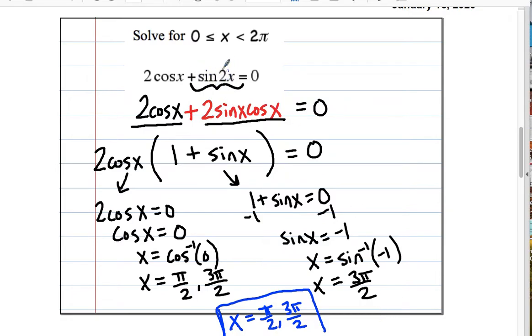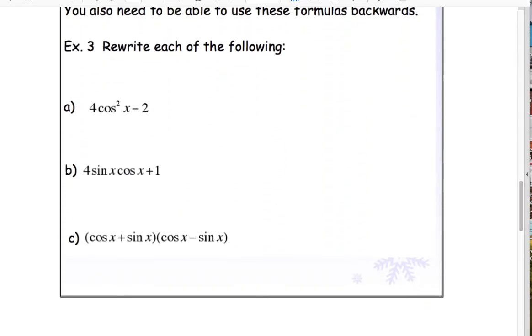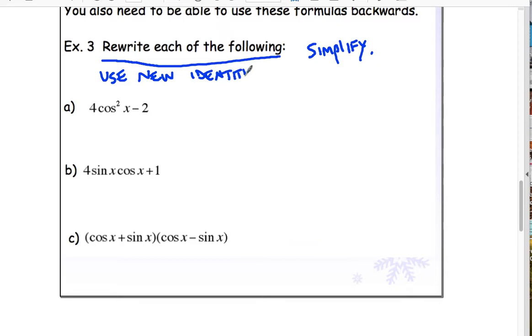So if you see sine 2x or cosine 2x or tangent 2x, you can replace it with these new formulas we have. That might be a strategy to try. Okay, and then our last examples. All we're supposed to do here is just rewrite each of the following. So that's kind of another way of saying simplify, sort of. But rewrite basically means use the new identities. They're hiding in these problems. You kind of have to find them.